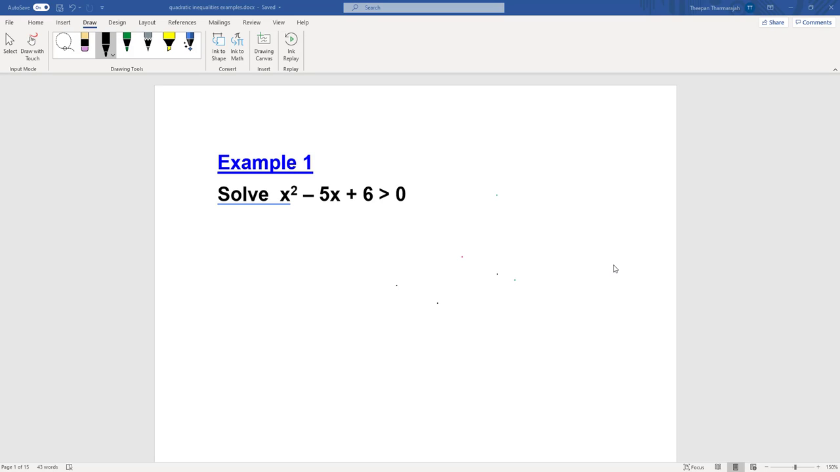In this video, we're going to look at solving quadratic inequalities. So we've got x squared minus 5x plus 6 is greater than 0. So what we do first of all is factorize the quadratic.